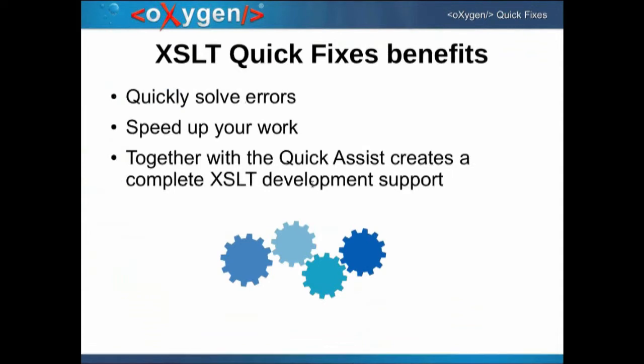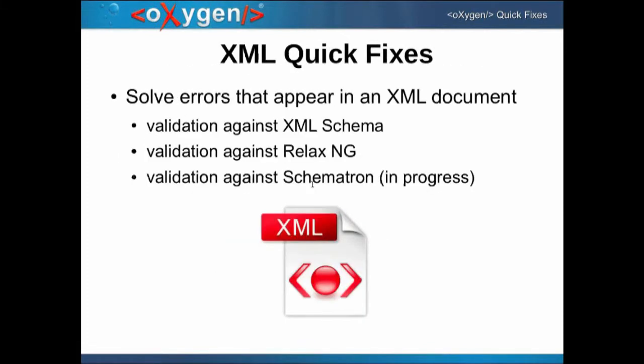So the quick fixes for XSLT help you to solve your problems easily, but you can also develop your style sheet. As you've seen, you can create templates, declare variables, or create a function, and it allows you to develop your style sheet more easily, and together with the quick assist support that also offers different refactoring actions, it offers a complete development solution in oXygen.